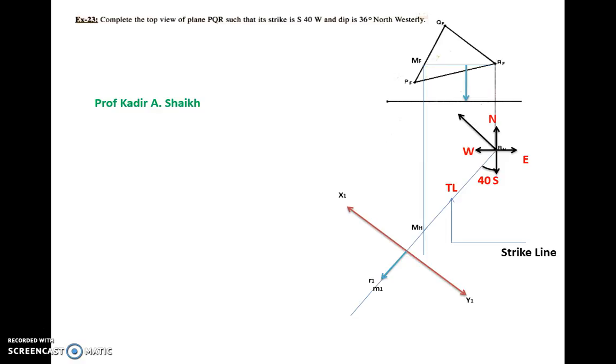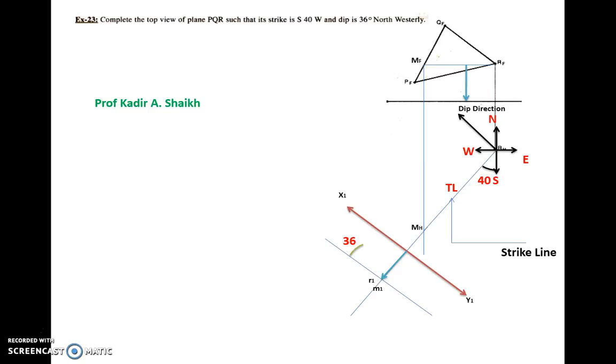Now the dip direction is northwest, so draw one direction northwest perpendicular to the strike line. Remember, this arrow is perpendicular to strike line, which is the dip direction, northwest. Now the dip point will be obviously along this direction, so measuring the 36 degree angle theta or the edge view. Now through R1, M1, draw one line parallel to x1, y1.